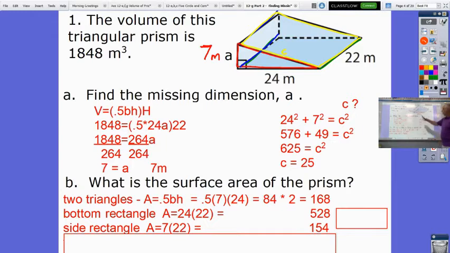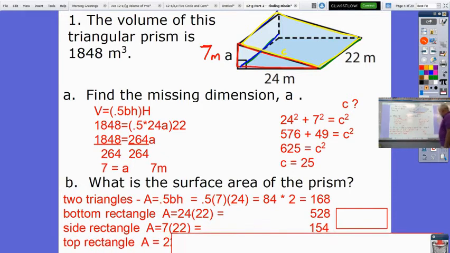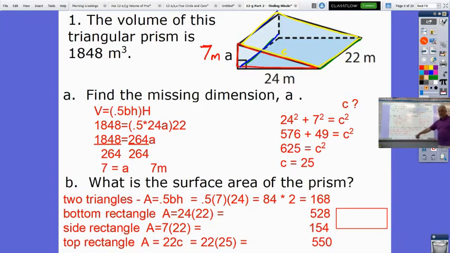So c is 25, which means that the top rectangle is 22 times 25, length times width, which is 550. The total surface area of the rectangular prism, add them all together, is 1,400 square meters.